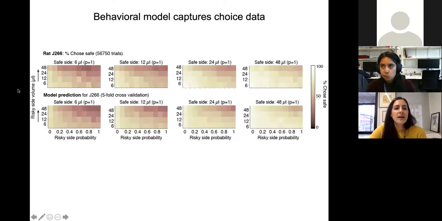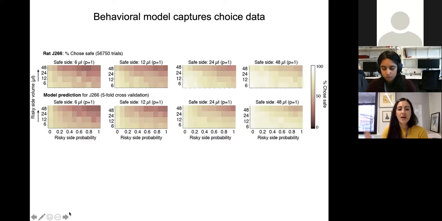And so we have a lot of data, and the model is identifiable and we can recapitulate the data with the model fits. So here on the top row, I'm showing those choice matrices for one rat, where now it's 6 microliters, 12, 24, and 48 on the safe side. And this is just to show you that the data looks like the model, right? So the bottom row is basically the model prediction of the rat's choices on held out test data. And you can see that, qualitatively, the model's capturing the rat's behavior.